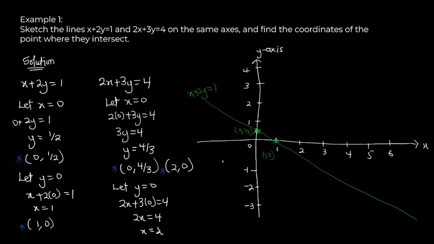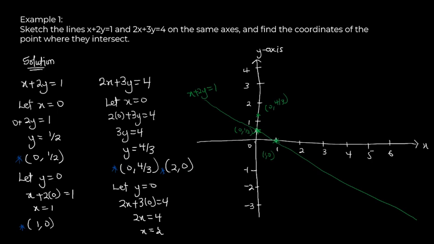Now let's plot the second line. We have 0 and 4 on 3. So 0 and 4 on 3. 0 is the x, so it's over here. 4 on 3 will give us 1 point something. So it will be somewhere here, 1 point something is over here. So we have over here 0, 4 on 3. And then the second one we have is 2, 0.